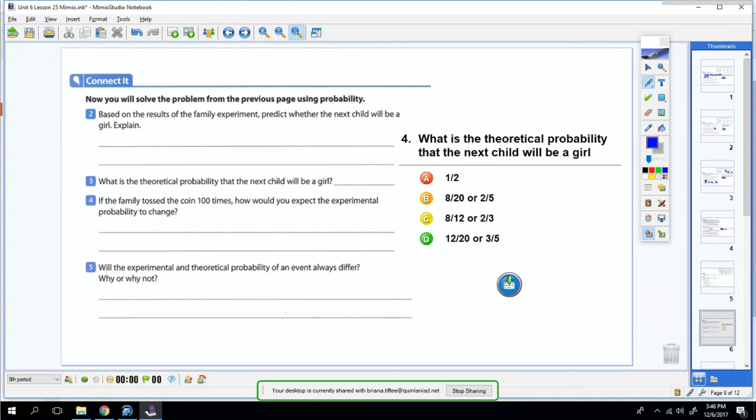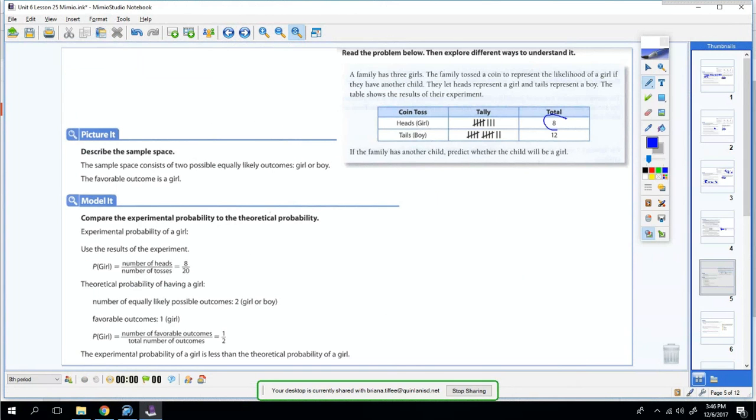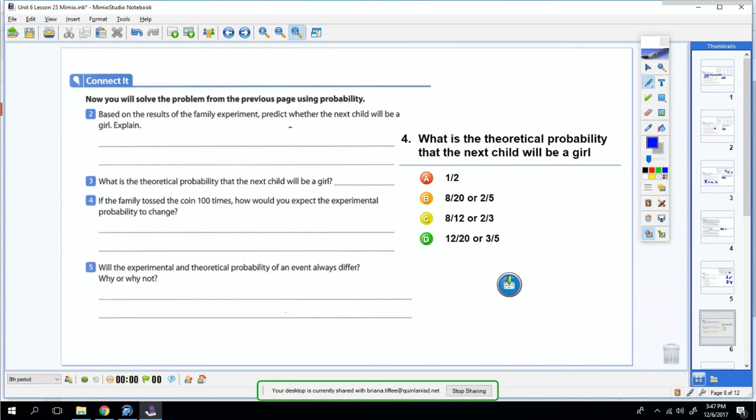Based on the results of the family experiment, predict whether the next child will be a girl. Well, based upon their experiment, they have an 8 out of 20 chance for a girl and a 12 out of 20 chance for a boy. So I would predict a boy. So based on the results of the experiment, would the next child be a girl? You say no, because based on their experiment, their probability was 8 out of 20. And what's the theoretical probability the next child will be a girl, which we just answered? It would be 8/20 or 2/5.